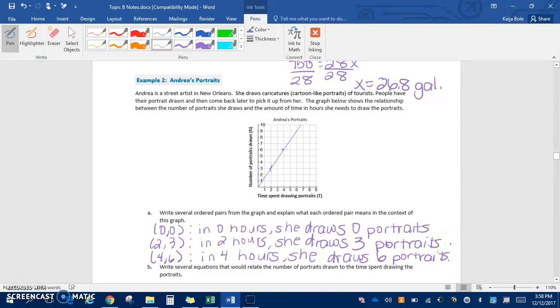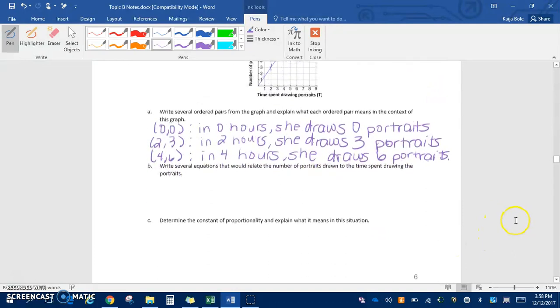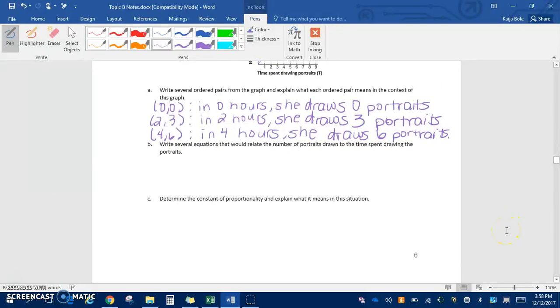Now we're going to use those to write a few equations that could relate the number of portraits drawn to the time spent drawing. So we're trying to find our constant k. We're not going to use 0, 0. If we use 2, 3, we'd have y over x would be 3 over 2. So we could have y equals 3 over 2x. Or if we use the other one, we would have y equals 6 over 4x. And if we simplified 6 over 4, we would just get 3 over 2.